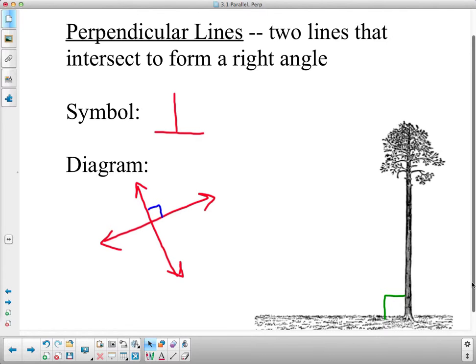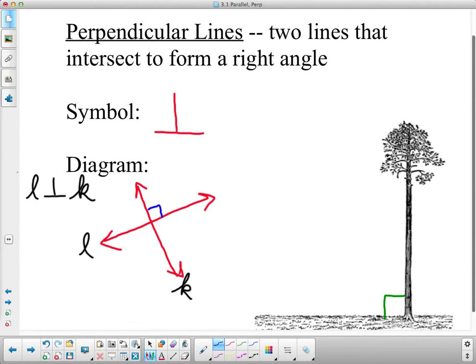Okay, so again, as far as symbols, if this is line L and this is line K, to use the perpendicular symbol, I would say line L is perpendicular to line K. If you had the points on there, MN, PQ, we would say line MN is perpendicular to line PQ. So that symbol means it's perpendicular to, which according to the definition means what?